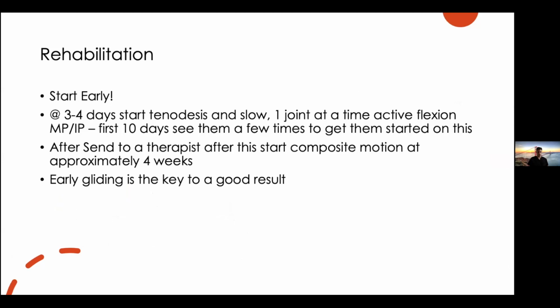So rehabilitation: start early. At 3 to 4 days, I have people come back into clinic, and I'll even start tenodesis, although this does depend somewhat on the quality. If it's a shredded tendon, I might adapt this a little bit, but I try to get them moving as soon as possible. I'll have them do tenodesis, and then one joint at a time. What you're doing is getting some excursion of the tendon so that it's not sticking to the surrounding tissue, which will improve the early excursion of the tendon.